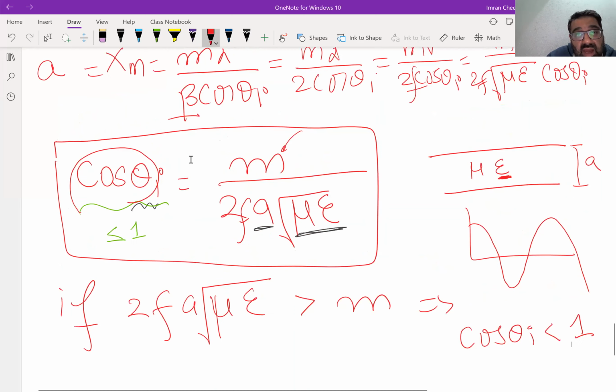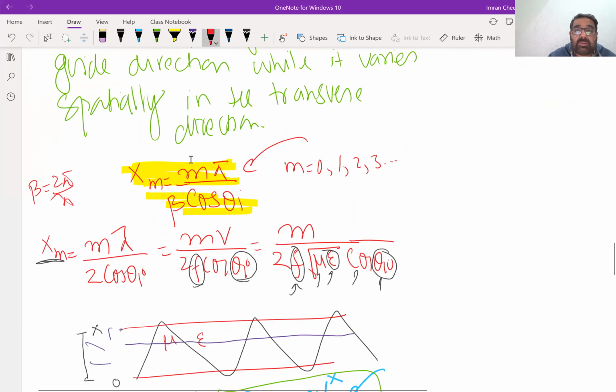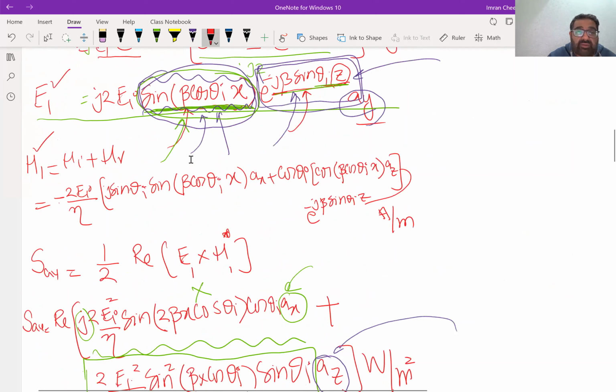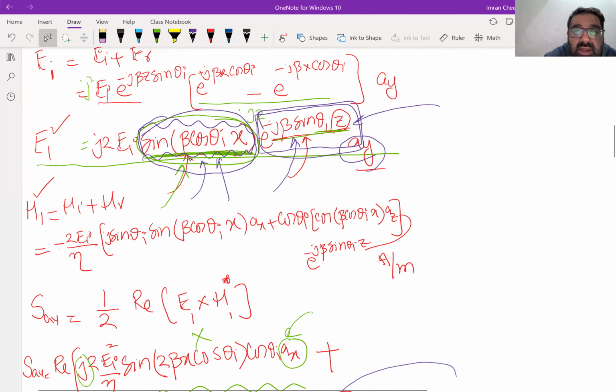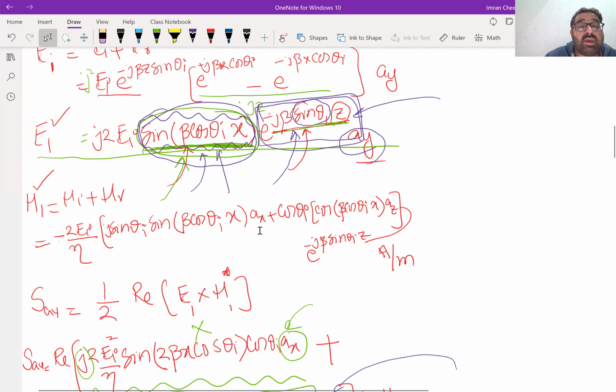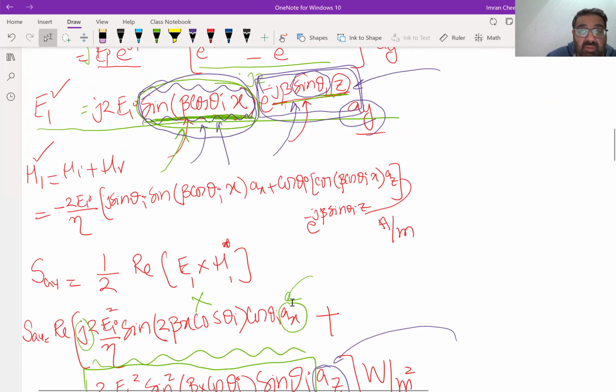अच्छा, अब आपको याद होगा जब हमने TIR डिस्कस किया था, एवेनेसेंट फील्ड डिस्कस किया था, हमारी यहां पर जो इलेक्ट्रिक फील्ड है उसकी प्रोपिगेशन के अंदर sin theta I मौजूद है. So pay special attention to that. Sin theta I needs to be real here. Otherwise the wave will not be propagating.